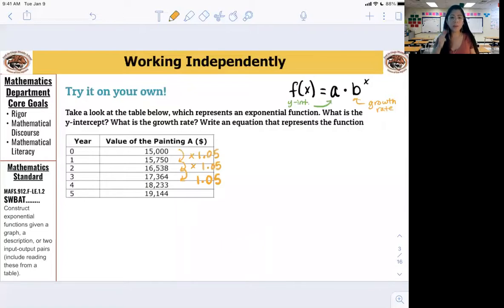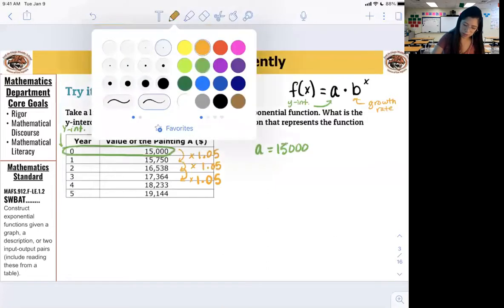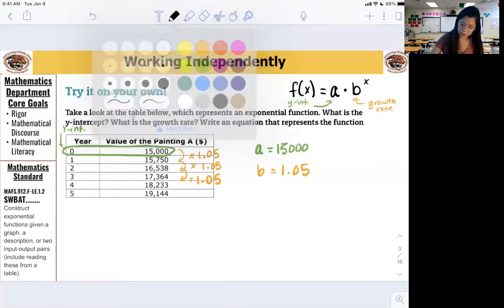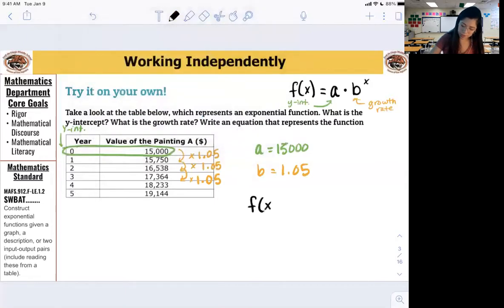Okay. And then what about my y-intercept? 15,000. Good. You just take a look at where the 0 is, and there it is. That is my y-intercept. So a is 15,000, b is 1.05. So I can write my function f of x equals 15,000 times 1.05 to the power of x.